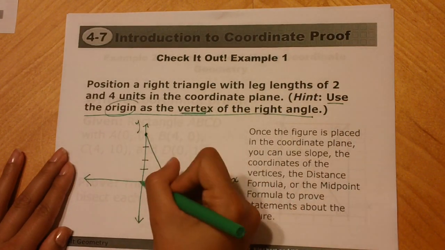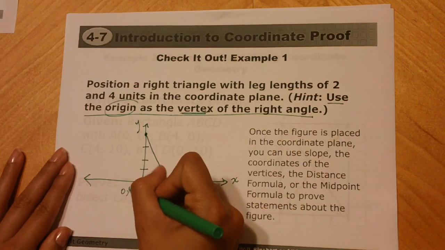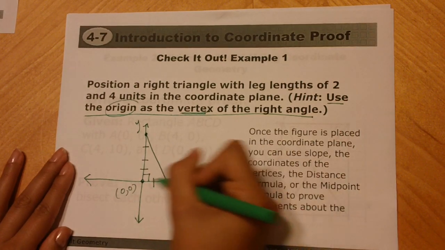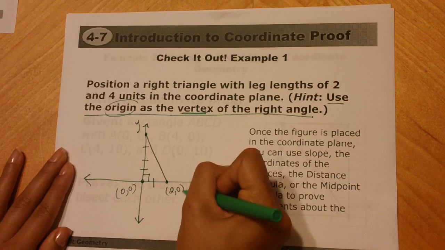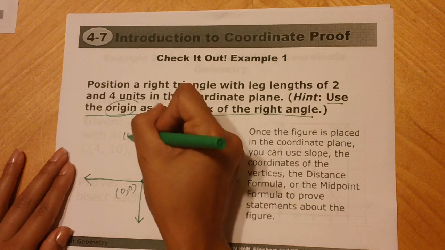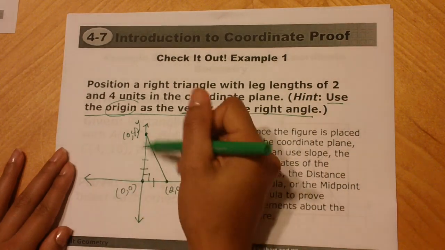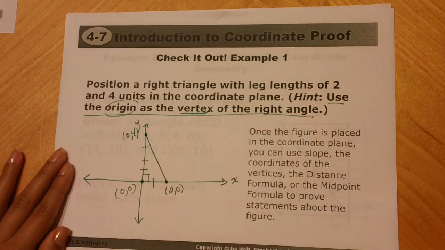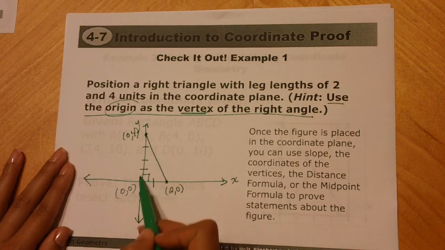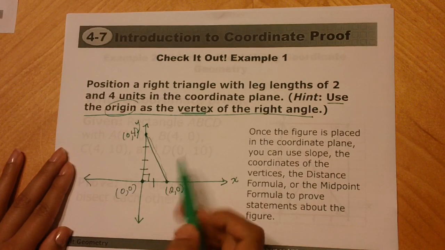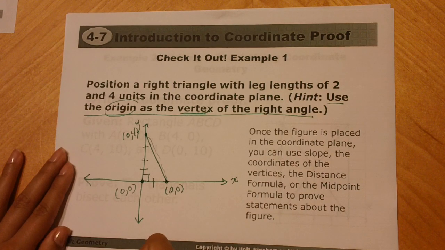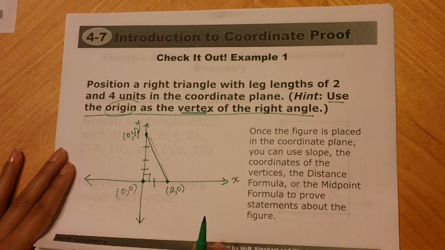So if this is my grid, I now know that this corner is going to be 0, 0, and that's where my 90-degree angle is. I know that this point is going to be 2, 0, and I know that this point is going to be 0, 4. The reason why we put this on a coordinate grid is so that now we can use the grid in order to help us find any information that we would need. We can use the distance formula to find the distance between all of the points, which would give you the side lengths of your triangle. Sometimes you use the midpoint formula to find the center, or the slope to find the angle. You're going to use these different things to prove triangles congruent, or whatever the question asks of you, really.